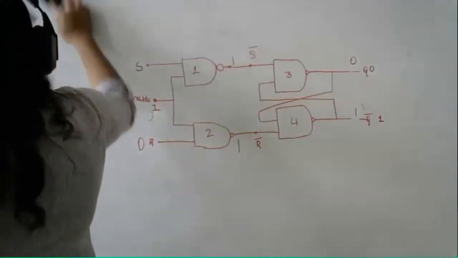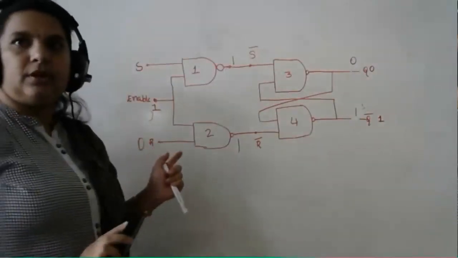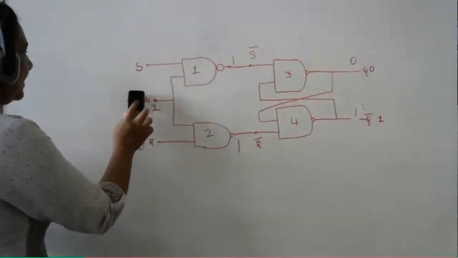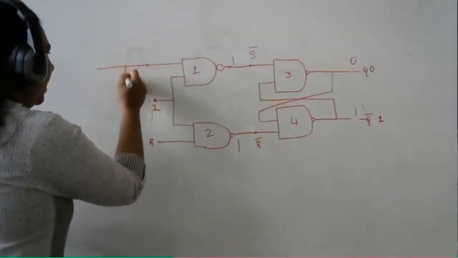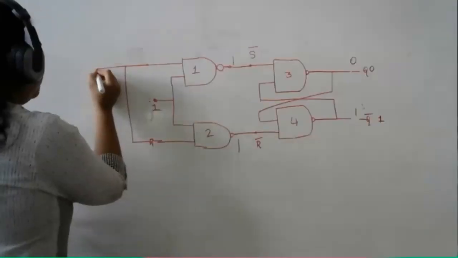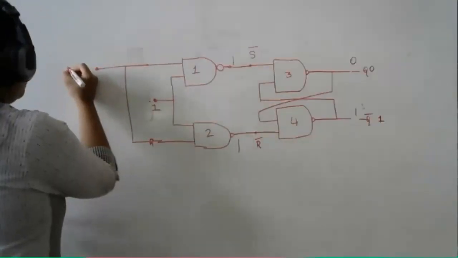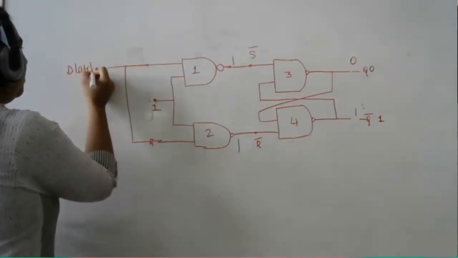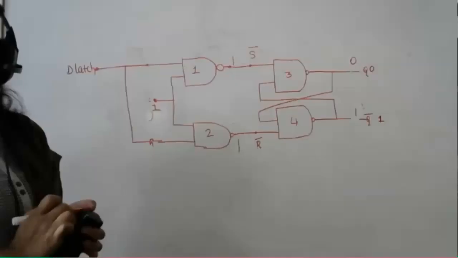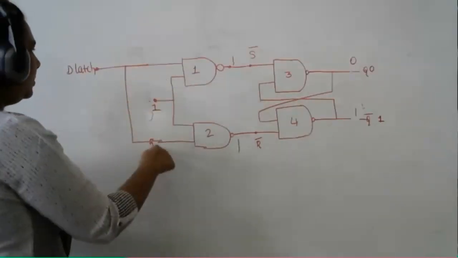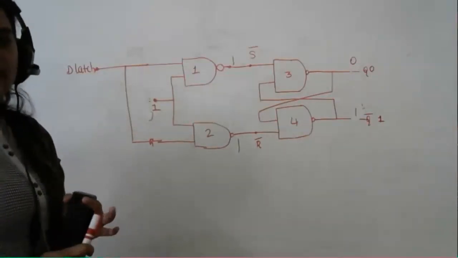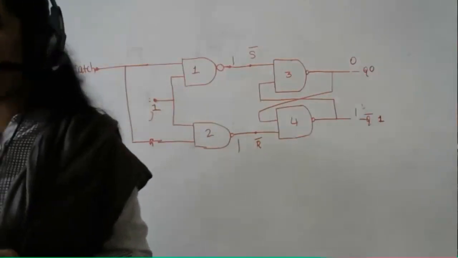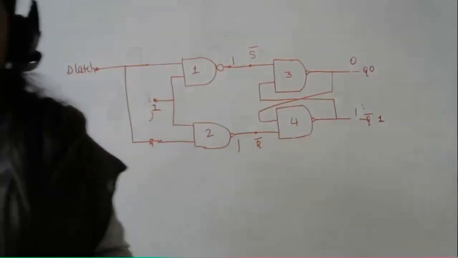See, this is an SR latch, correct? Now, in this SR latch, if I tie these two inputs and give it as one single input, then I call it a D latch. Just remember this. In gated SR, if I tie these two inputs and connect it to one input, then I call it a D latch. Okay. What is D latch? We'll see it in the next class. Any doubts?